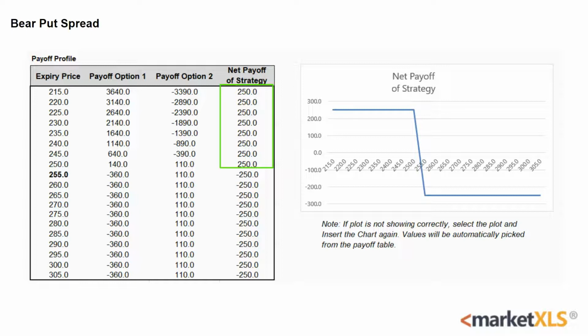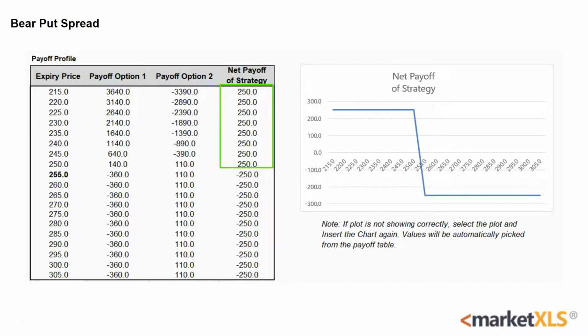Both options expire in the money, but the higher strike put that was purchased will have a higher intrinsic value than the lower strike put that was sold. Therefore, maximum profit for the bear put spread option strategy is equal to the difference in strike price of puts minus the debit taken when the position was entered.